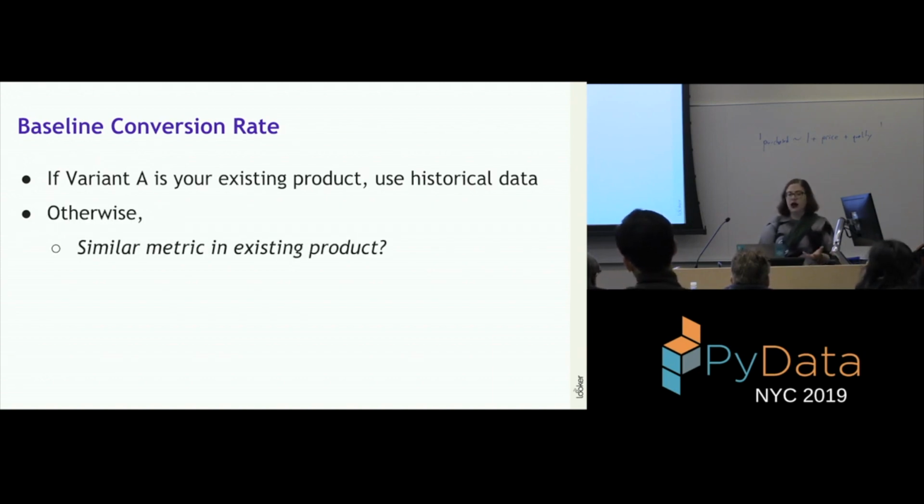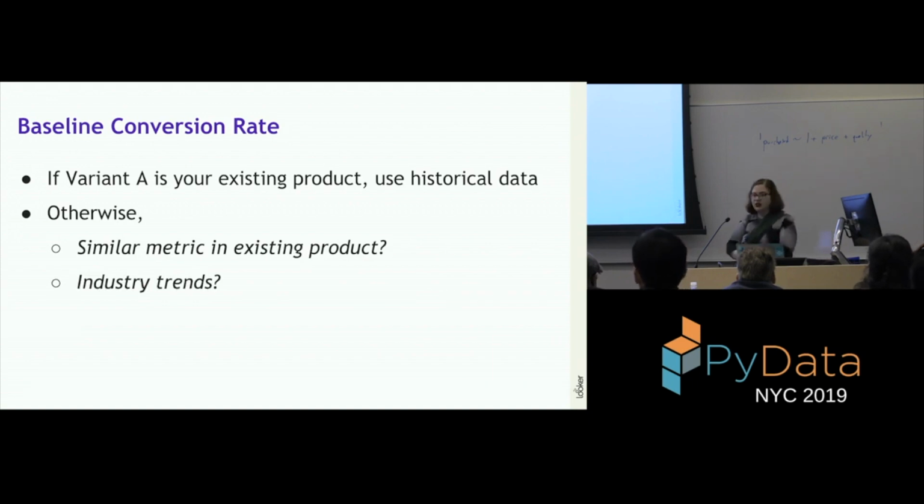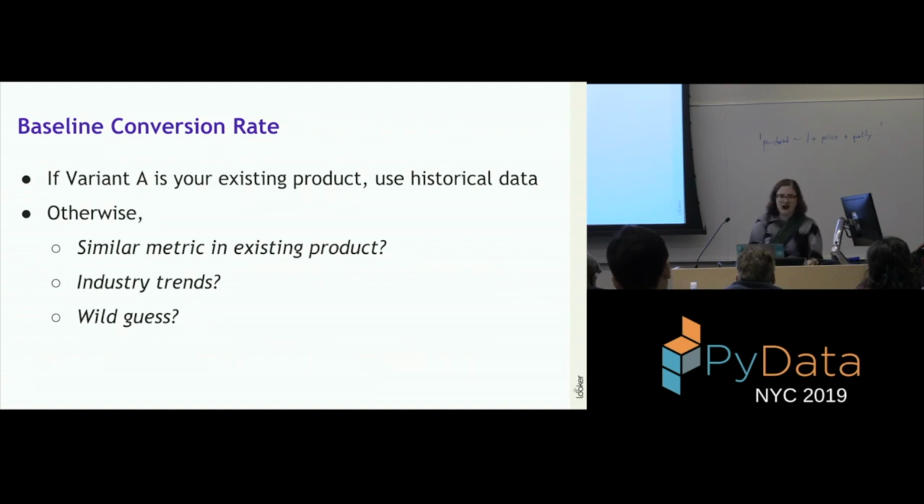You can look and see if there's a similar metric in your existing product. For instance, with the example of email marketing, maybe this is a totally new email marketing campaign and you don't have historical data, but you do have other email marketing campaigns. You can say, here's a similar one, it was a 1% click-through rate, I'm going to use 1%. You can also look at industry trends. I'm just going to keep using emails because that's a really common one. You can Google and say, what are typical email open rates for X thing? You can probably get just a ballpark to start with. And then if all else fails, wild guesses. Talk to your product manager, talk to other people at your company, and come up with a number that makes sense.